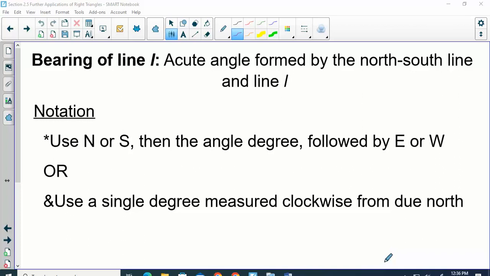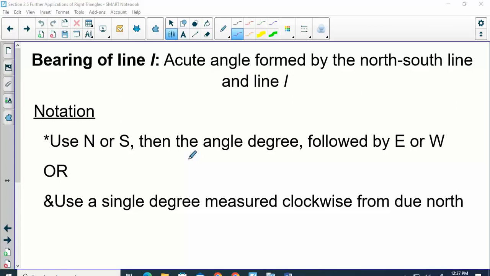this. So, bearing is formed from your north-south line to your given line. It is always an acute angle. There are 2 different ways that we could write bearing. So, you could say N or S. What do you think N or S stand for? North and south, your degree measurement, and then E or W for East or west.